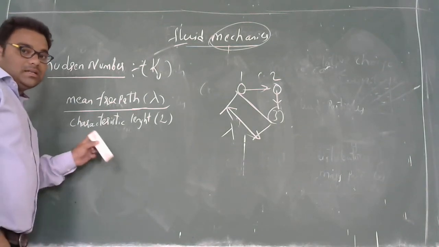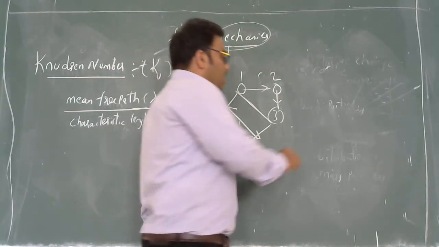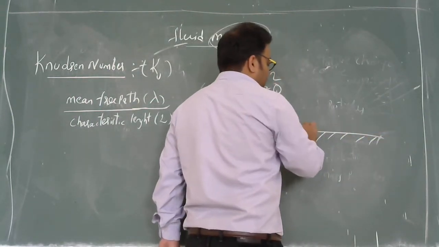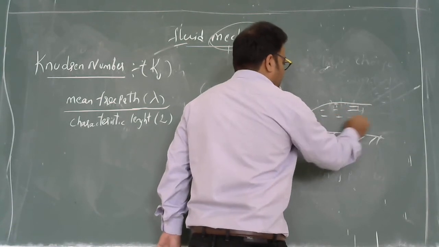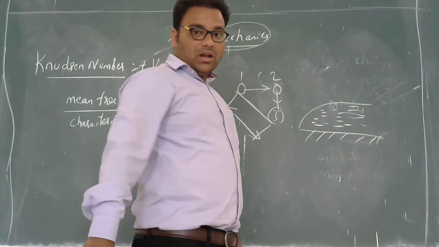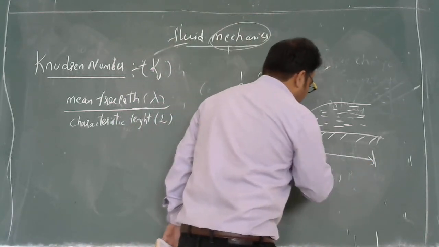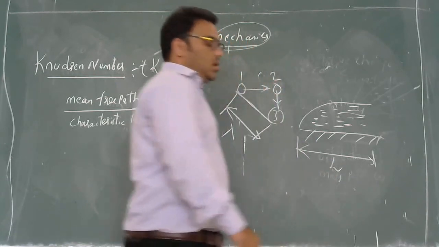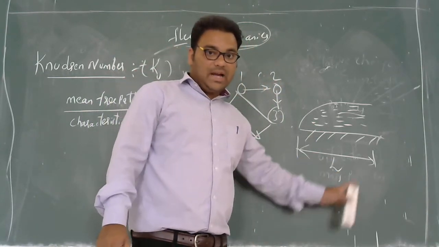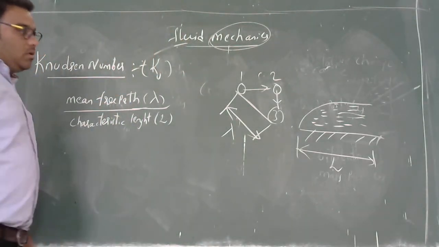Then what is the characteristic length? Whatever the fluid particles are, this is the solid boundary, and here the liquid surfaces are there. We are analyzing these collisions and the forces. This length, over which the collisions are taking place, is nothing but the characteristic length. So this is the definition of the Knudsen number.